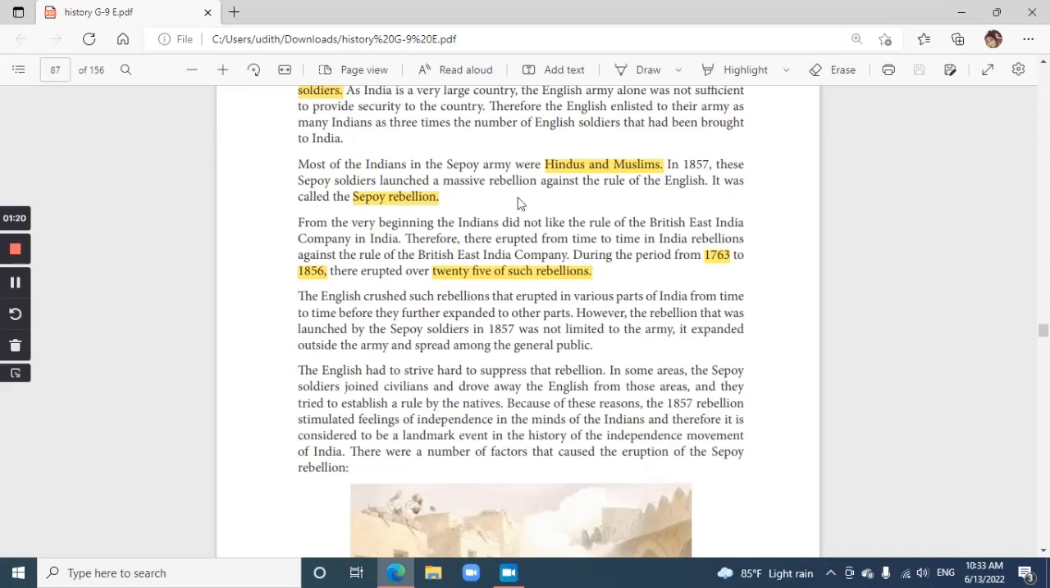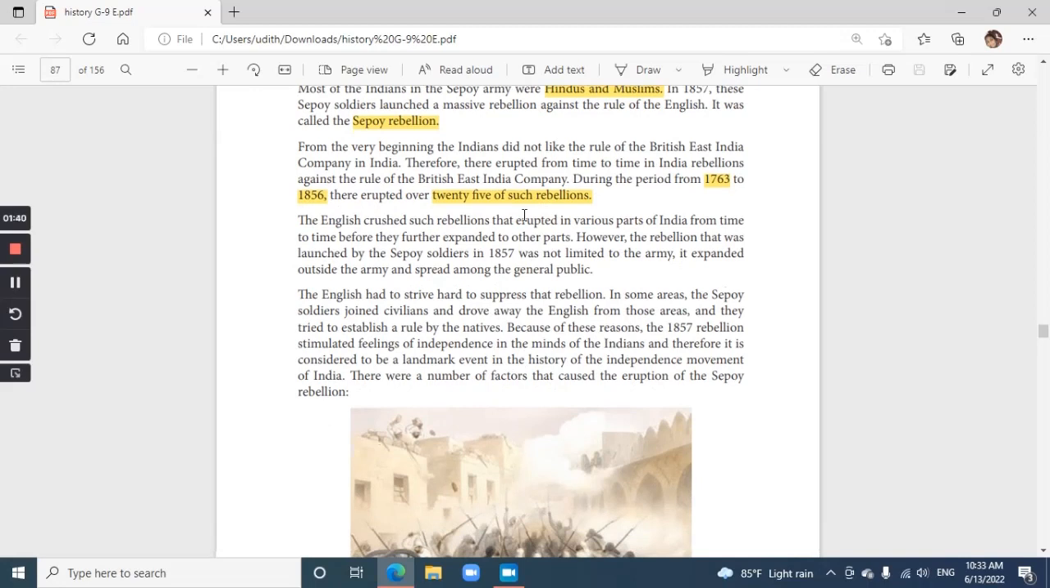We call this the Sepoy Rebellion. What is the Sepoy Rebellion? The Sepoy Rebellion means that in 1857 the Sepoy soldiers launched a huge rebellion against the rule of the English. We call that the Sepoy Rebellion.